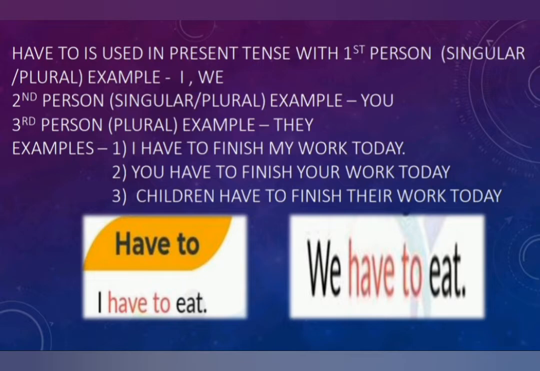Only with third person singular we have to use has to. Other than that, with first person singular and plural both, have to is used. Second person singular and plural both, have to is used. So you have to remember that in case of present tense, only in third person singular has to is used. Other than that, have to is used with all other subjects.